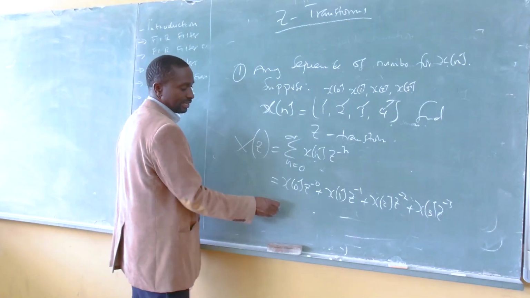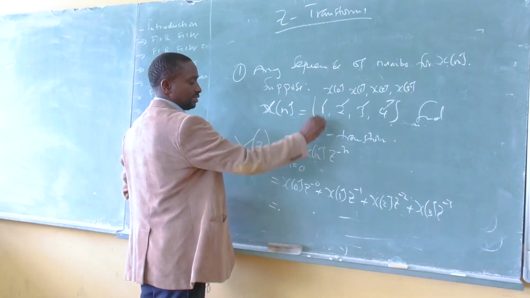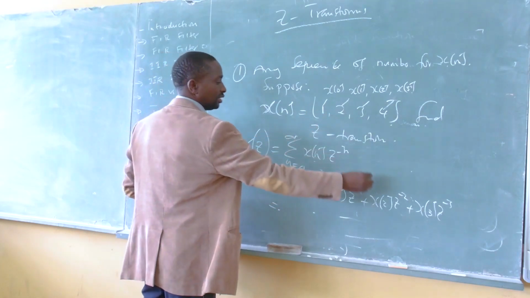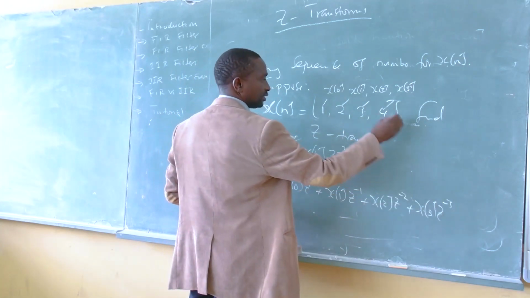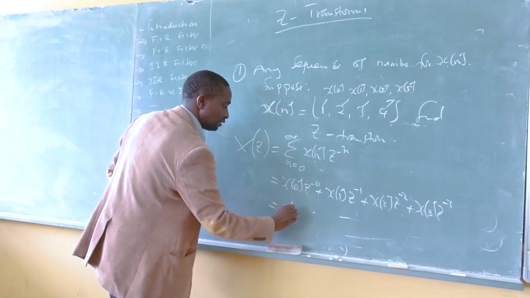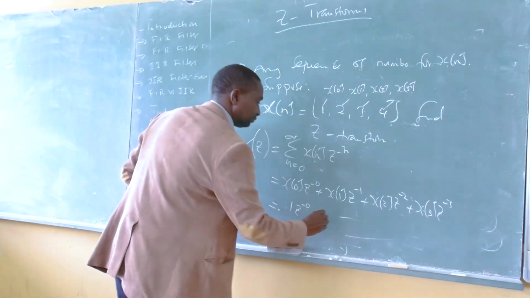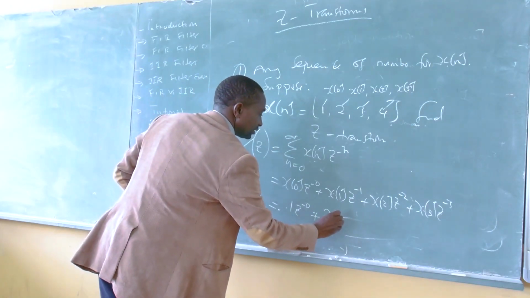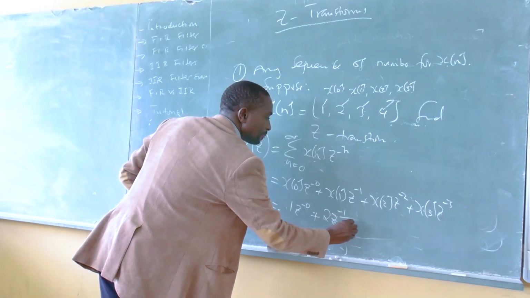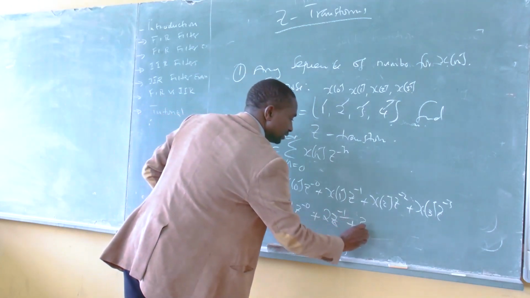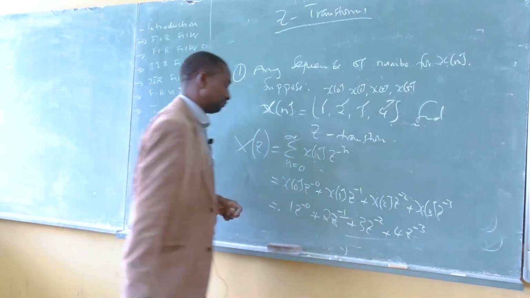So the next step now is to just substitute your x of 0, which is basically this one, and the x of 1, which is your 2, and the x of 2, which is your 3 here, and the x of 3, which is your 4. So you're going to have 1 z to the power minus 0 plus 2 z to the power minus 1 plus 3z to the power minus 2 plus 4z to the power minus 3.